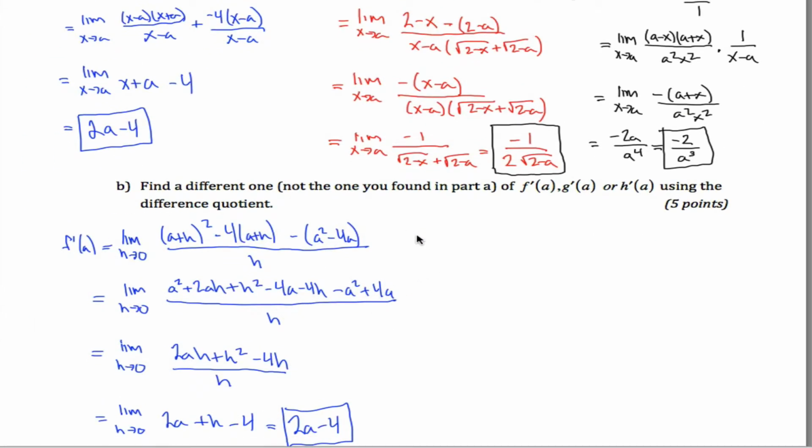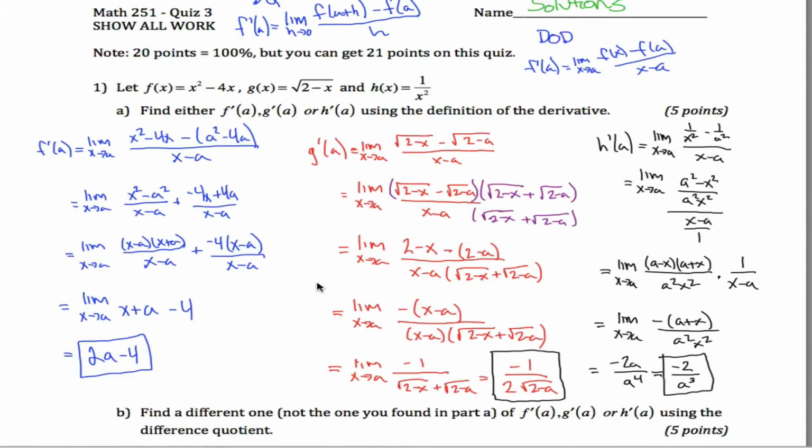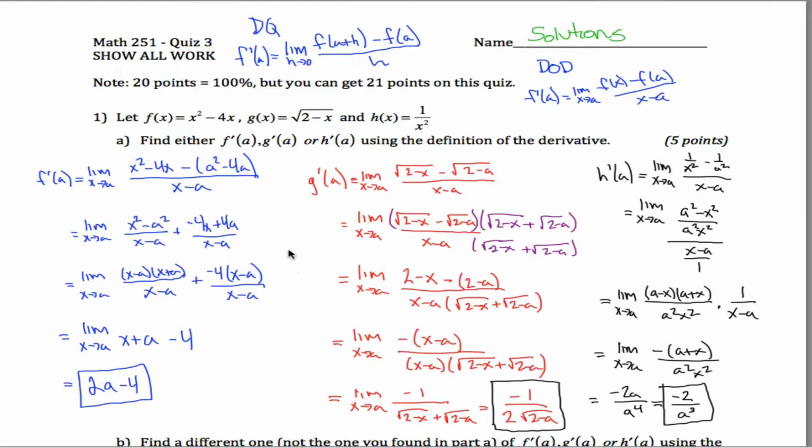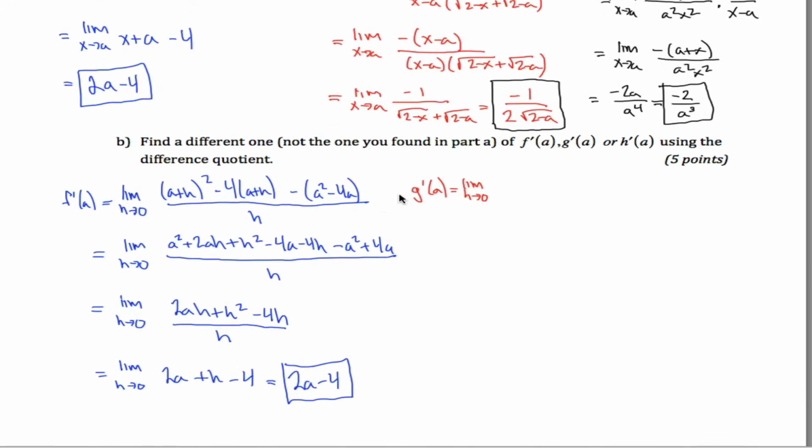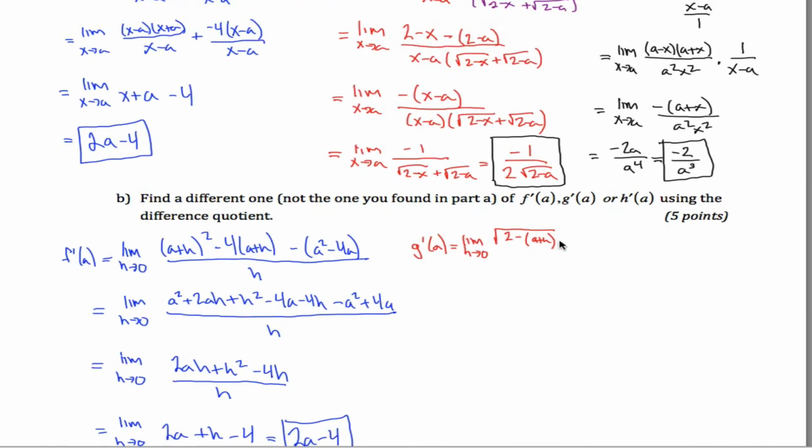What about the next one, g prime of a? Well, that's equal to the limit as h approaches 0 of g of a plus h. Well, g of x is the square root of 2 minus x, so g of a plus h would be the square root of 2 minus, and then instead of writing x, I'm going to write a plus h. And then from that, I want to subtract the square root of 2 minus a, and I want to divide that entire thing by h.